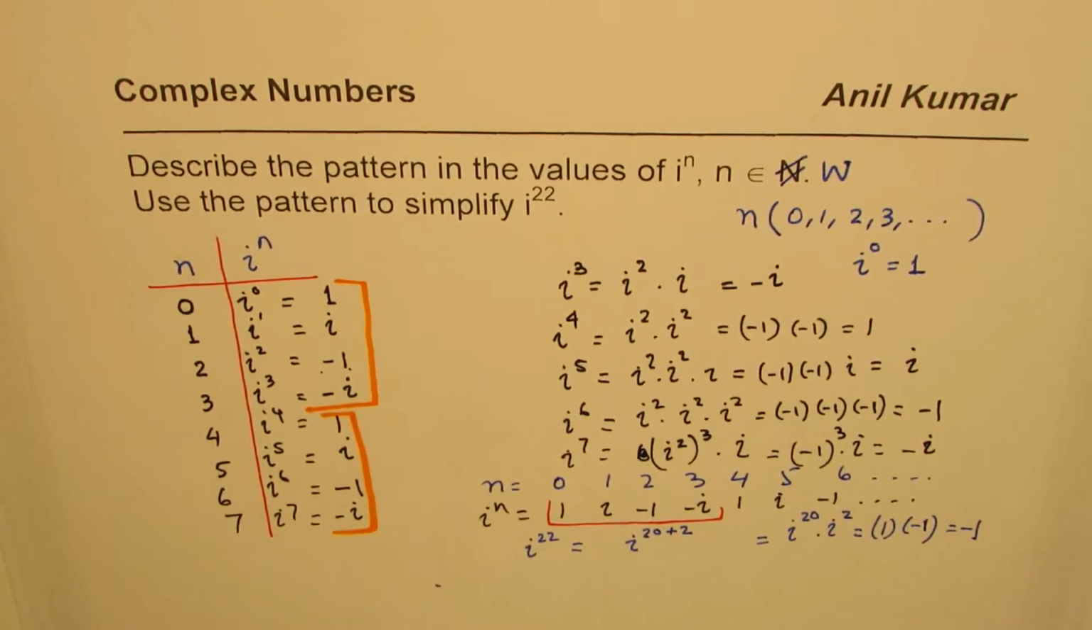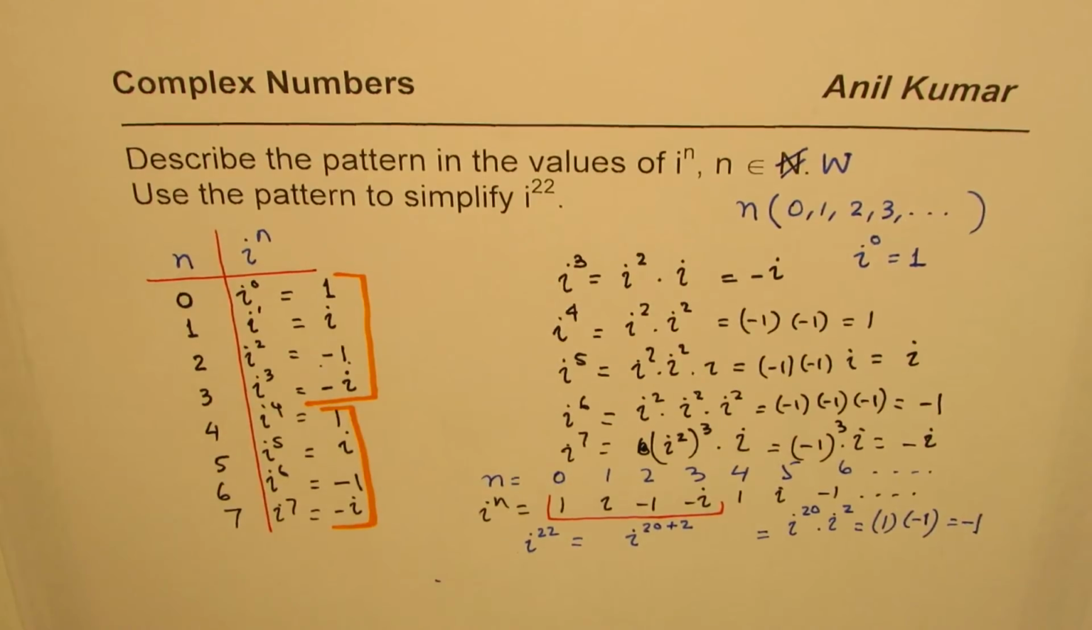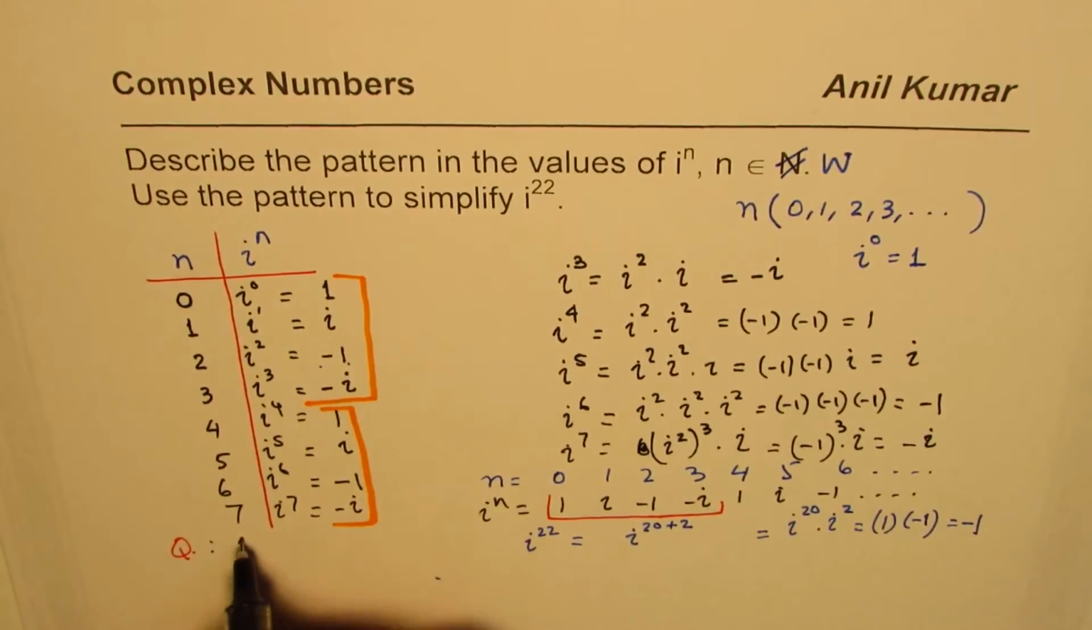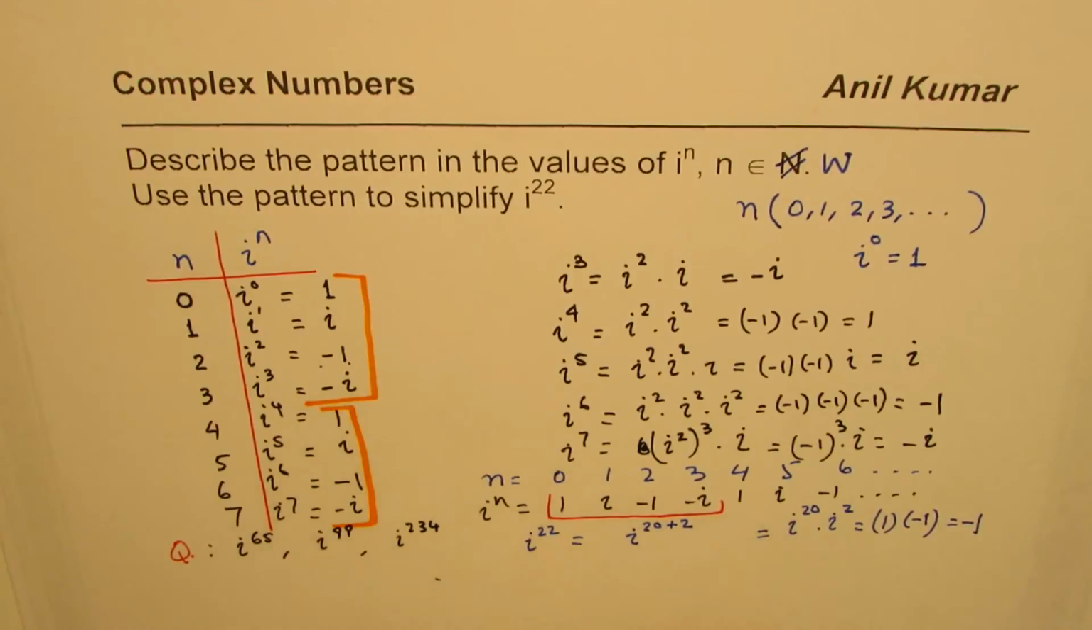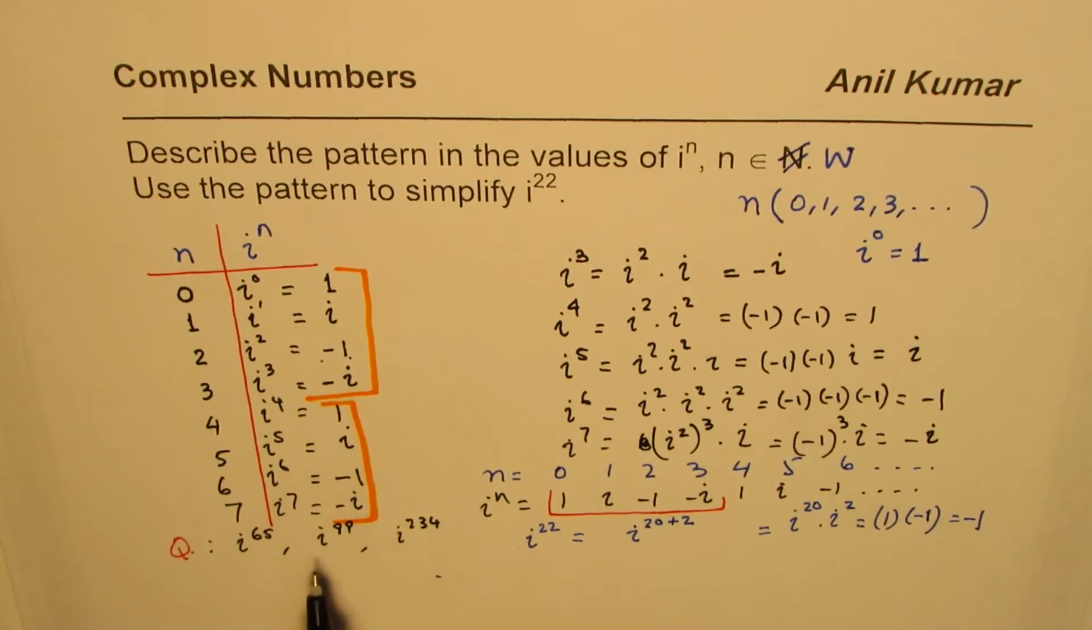So as an exercise, let me write down a question for you. Evaluate these terms: i to the power of 65, i to the power of 99, i to the power of 234, let's say, just any number. Use this rule. Basically divide by 4, and whatever remainder you get, that power of i will give you the answer, right? So the remainder is the exponent. That should be the answer also.